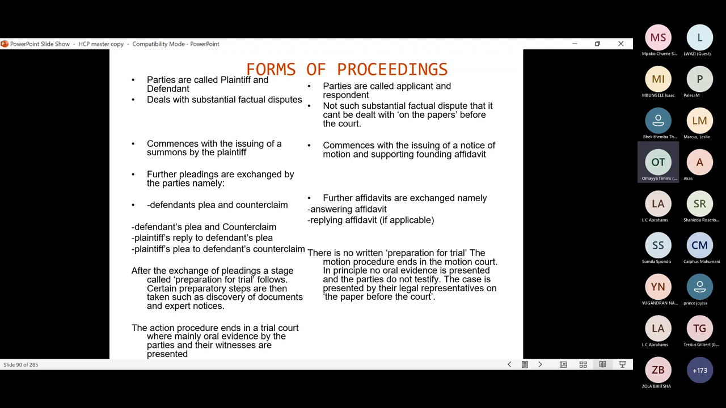How do you know when to institute an application or an action claim, action procedure? Okay. Yes, we're going to get there as to when you do the one or the other. I'm going to tell you.